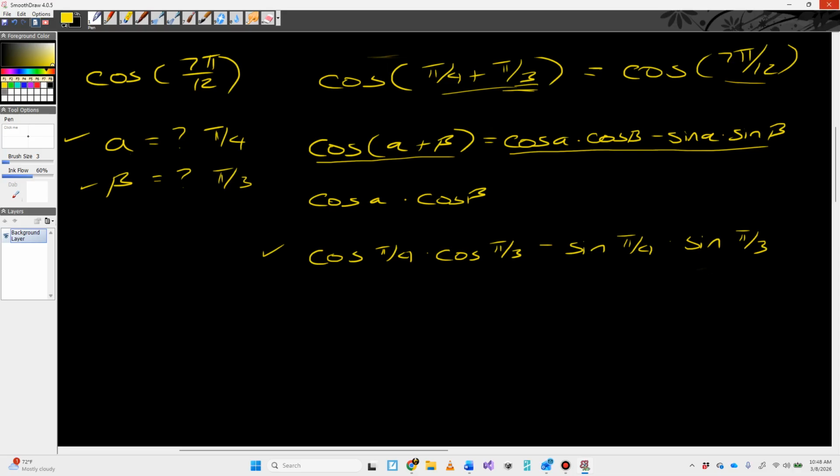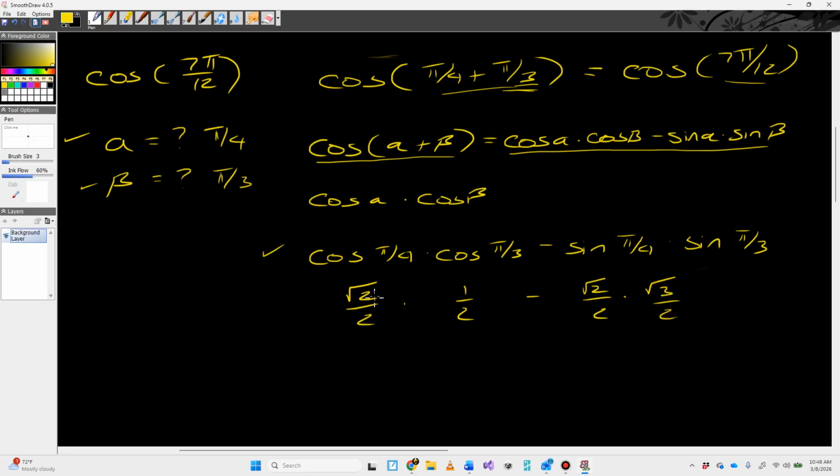And I'm now going to use the unit circle to tell me some of my values. So the cosine of pi over 4, well, what is it? Well, that's the square root of 2 over 2. What is the cosine of pi over 3? Well, that is 1/2. What is the sine of pi over 4? Well, that is the square root of 2 over 2. And what is the sine of pi over 3? Well, that is the square root of 3 over 2.